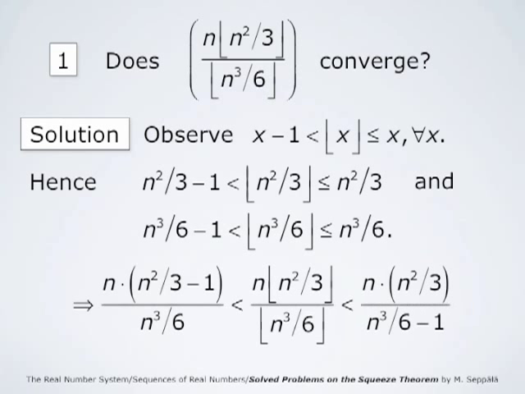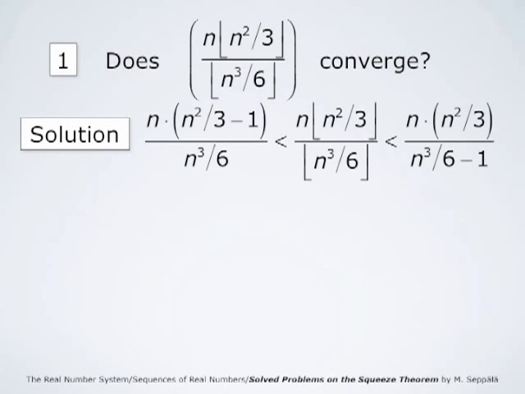Since all these estimates are now positive, we get the double inequality that the general term of this sequence is always larger than n times n squared over 3 minus 1, and that divided by n cubed over 6, and always at most n times n squared over 3, and that divided by n cubed over 6 minus 1. So this is now the estimate that we obtained.